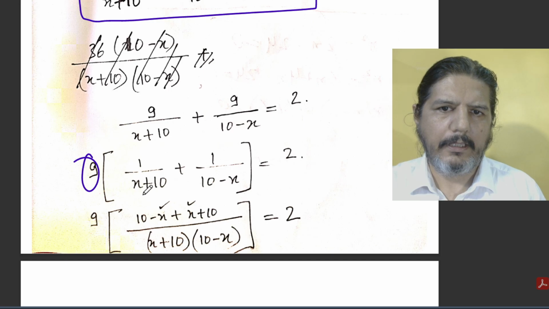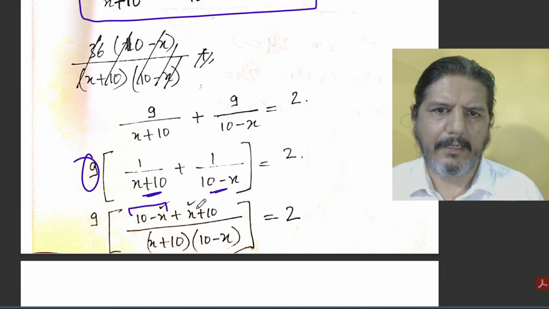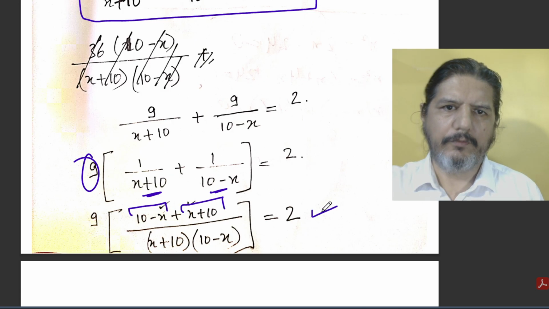So now the denominator is x plus 10 and 10 minus x. So here I'll write 10 minus x, here I'll write x plus 10, is equal to 2.